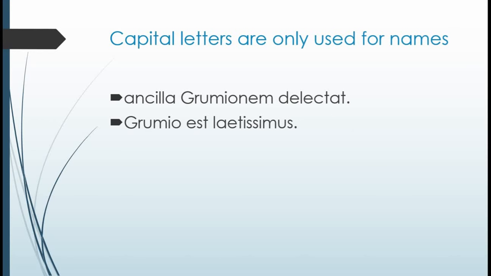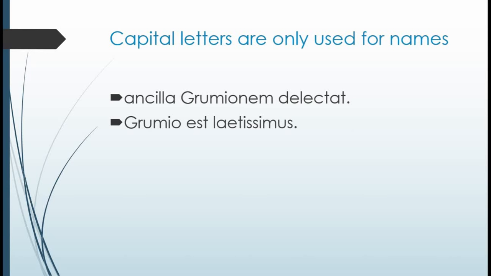Next up then, Latin only uses capital letters for names. So you'll have seen in the translations that you've done before, and you'll see in any subsequent translations, that the only time a capital letter is used is when it's for a name. So that could be Grumio, it could be Metella, it could be Caecilius, it could be Quintus.